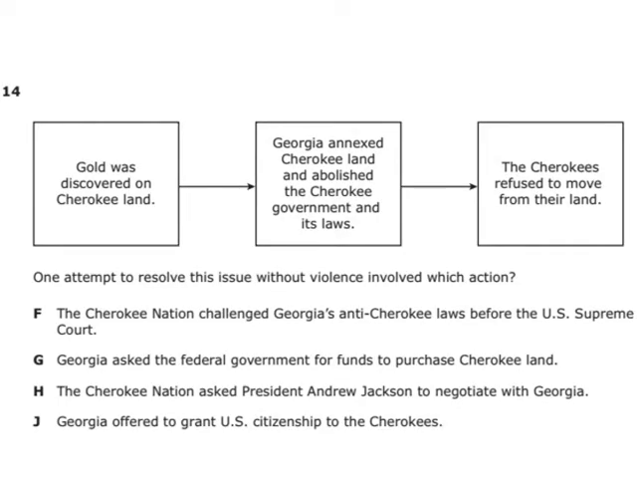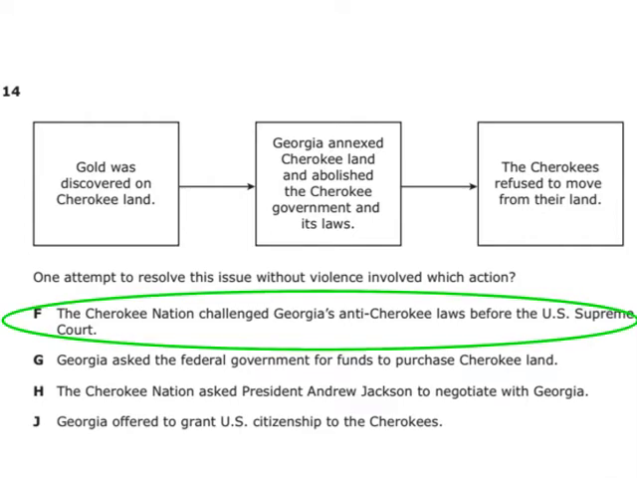Gold was discovered on Cherokee land. Georgia annexed Cherokee land and abolished the Cherokee government and its laws. The Cherokees refused to move from their land. One attempt to resolve this issue without violence involved which action?